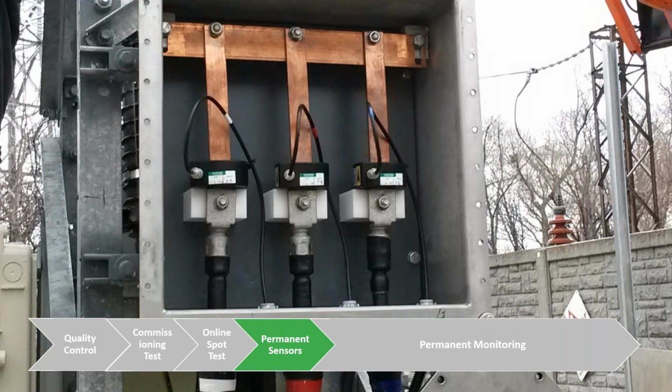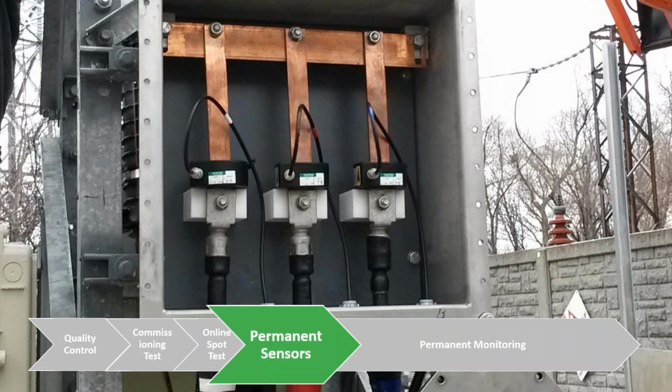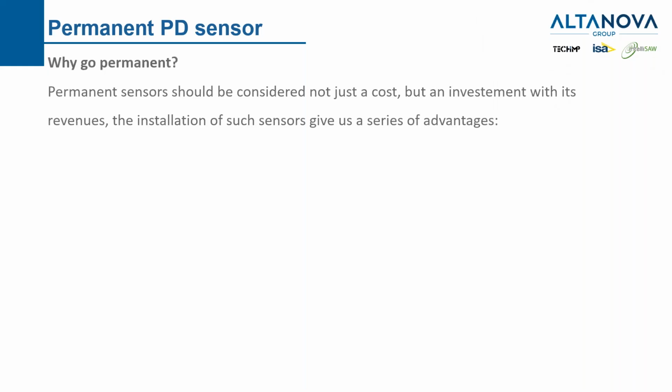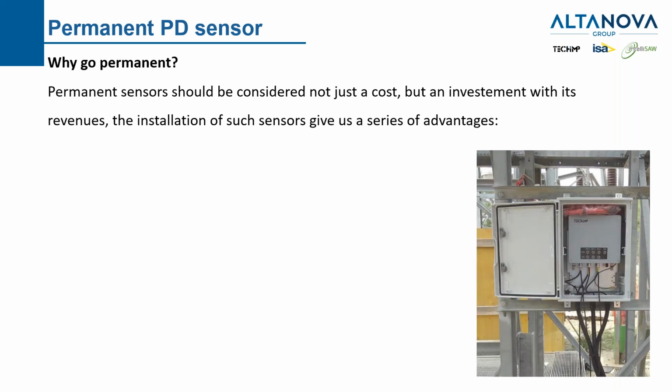Then the next thing I want to speak about, something I really want to have your attention on, is the installation of permanent sensors. We have the chance, especially during the installation of a voltage cable, to install permanent sensors in our asset. Too many times they are seen just as a cost, but actually it is an investment. The permanent sensor gives the asset manager a lot of advantages.